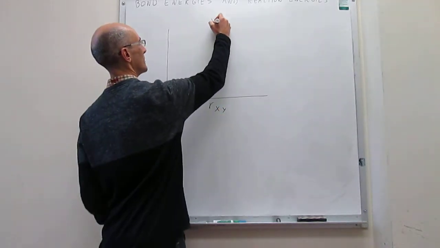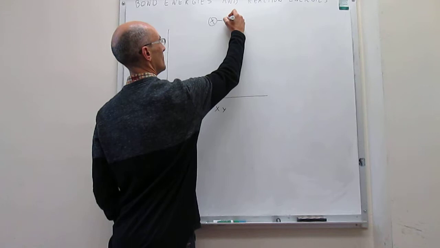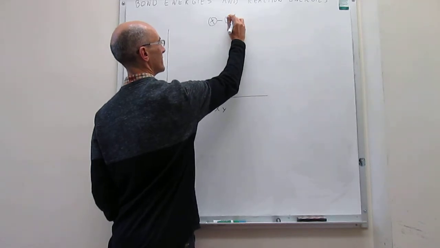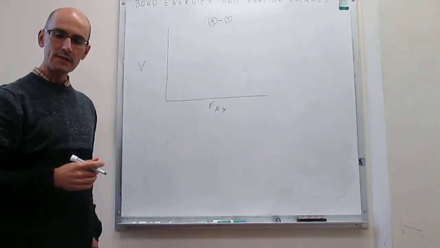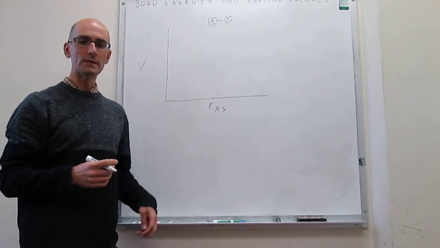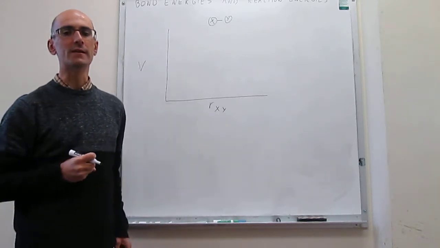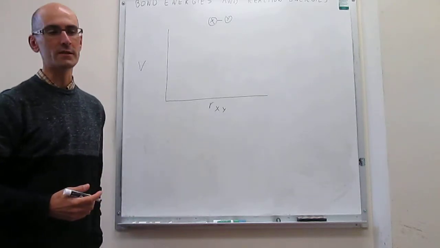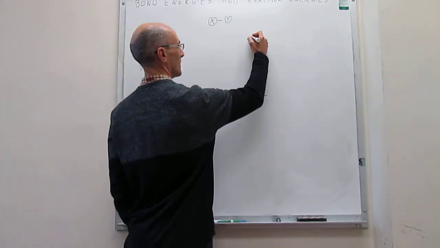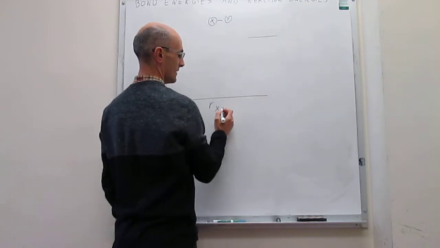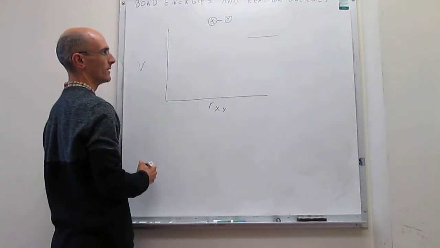So we have here X bonded to Y, and again this is generic. And we've seen these diagrams before. What we know is that if X and Y are sufficiently far apart, the distance between them is large, then they will not be interacting. So the energy looks like this at very long distances between X and Y.